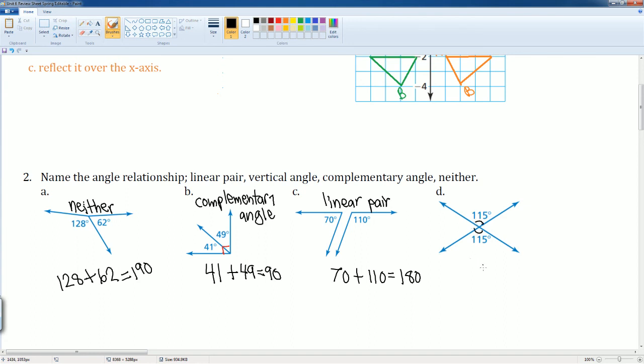Lastly, these two angles are the same. They are reflections from each other, so we can say 115 is going to be equal to 115, and we call these vertical angles. Vertical angles right here. Good. All right, so this was number 1 and number 2 for the review sheet.